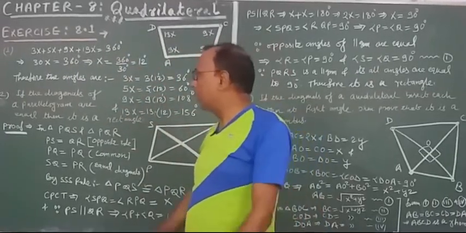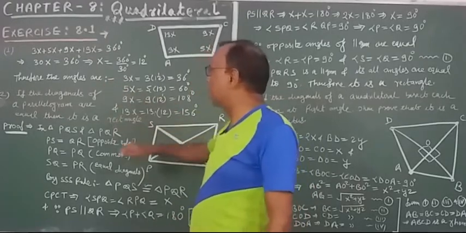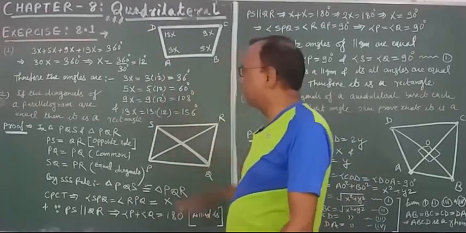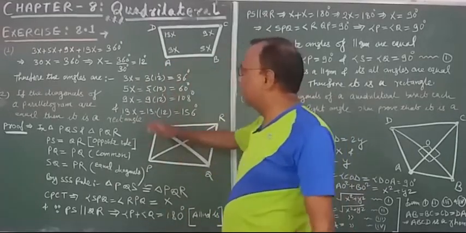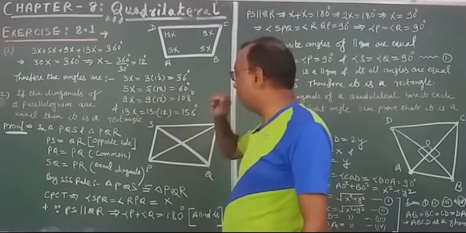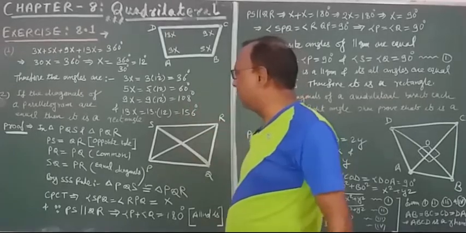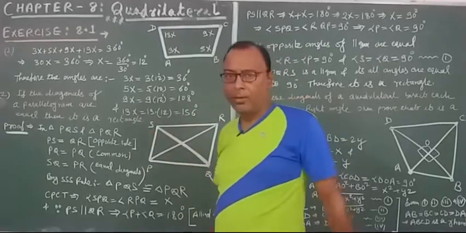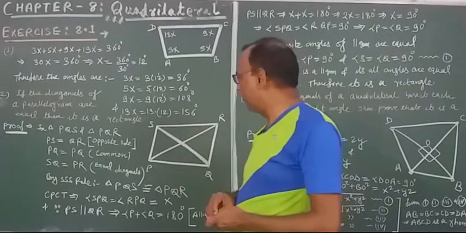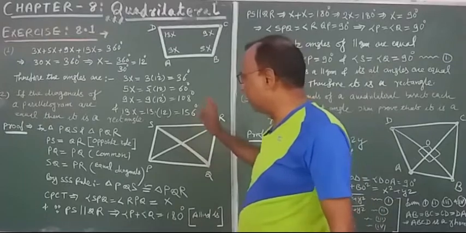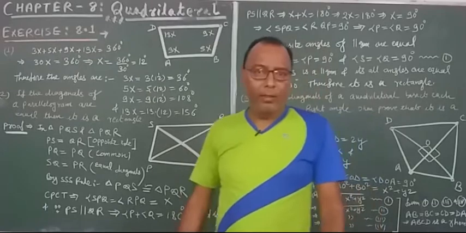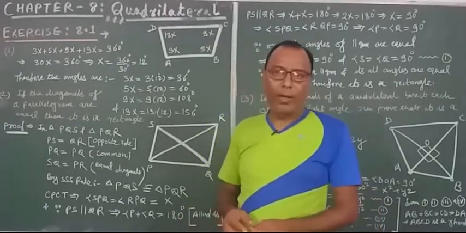Therefore, the angles are: the first angle was 3x, 3 into 12, that is 36 degrees. Next angle was 5x, 5 into 12, that is 60 degrees. Third was 9x, 9 into 12, that is 108 degrees. And 13x, 13 into 12, which is 156 degrees. Is it okay? So in this way, we can calculate the angles of a quadrilateral.